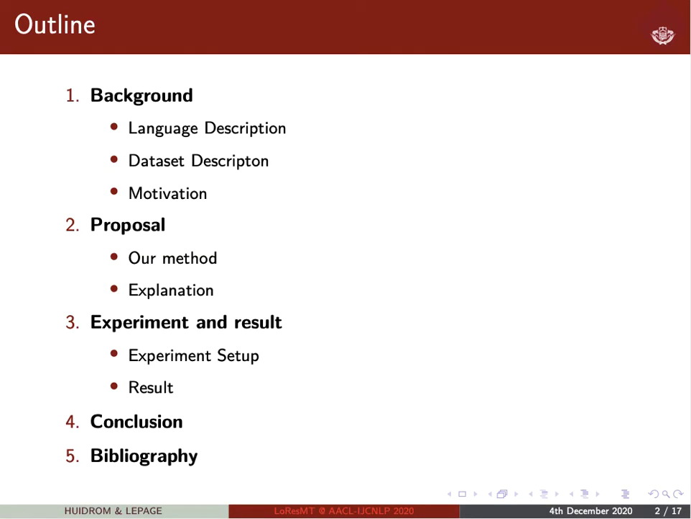Before I begin the presentation, I would like to give a brief outline of our presentation. First we will discuss the background, in which we will talk about language description, dataset description, and the motivation of our research. Secondly, we'll talk about the proposal, our method, and give an explanation to it. Lastly, we'll talk about the experiment and result, and we will give an overall conclusion to our presentation.